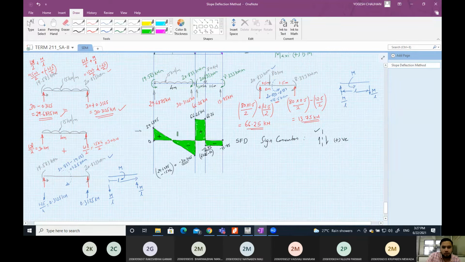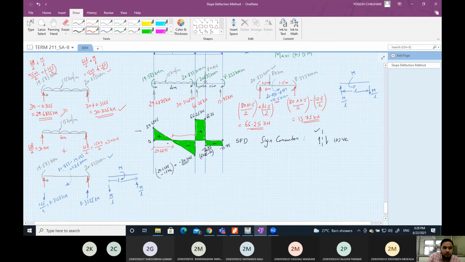Now we also have to find the point of zero shear. So this is the point of zero shear. So this distance you have to find, and this distance. Since this is linear variation, this is x to the power 1, this value will be the shear force value divided by the intensity of the load. So this will be 29.6875. Note that this is linear variation, that is why we are doing this.